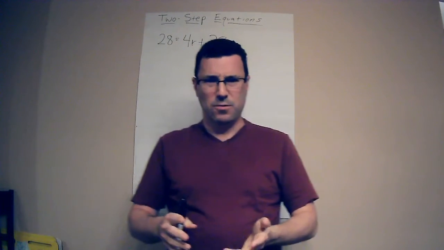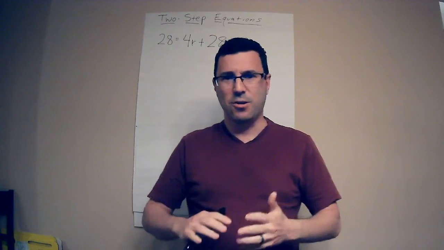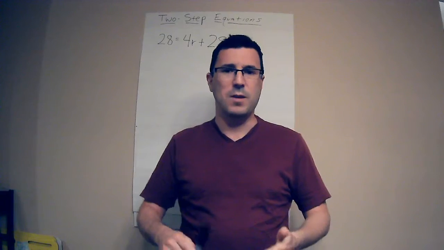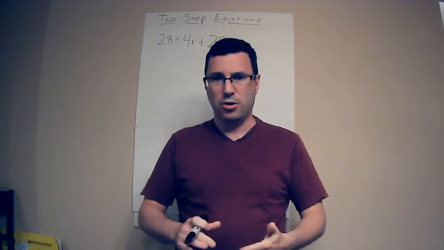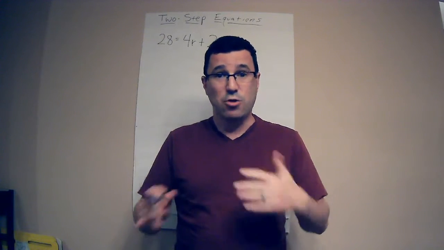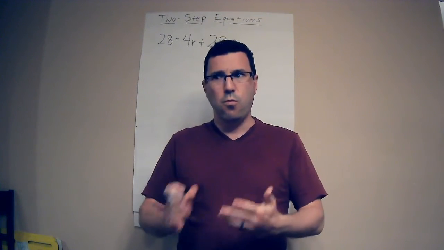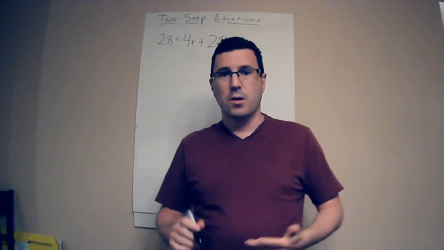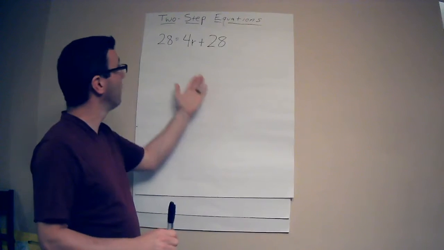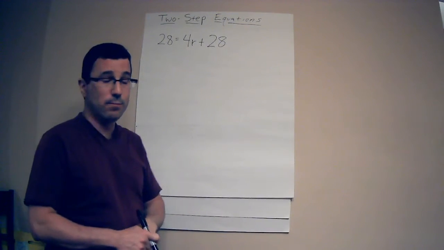Today we're going to do some two-step equations. I'm going to show you one way you can figure out how you're going to do things, because a lot of times students' biggest problem is knowing how to start solving a two-step equation. Since there are now two operations you're working with, they get confused about which one to start with. So I have this problem here: 28 equals 4r plus 28.